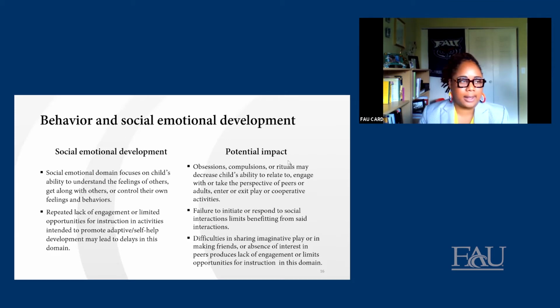Children who have limited ability to initiate or respond to social interactions might not benefit from social development or social emotional skill development activities, because by definition, they have difficulty with this. Last, difficulties in sharing imaginative play or in making friends, or an absence of interest in peers might prove difficult, and over time might impair development in the social emotional development area, because social emotional development by definition requires them to look at the feelings of others and to get along with others.